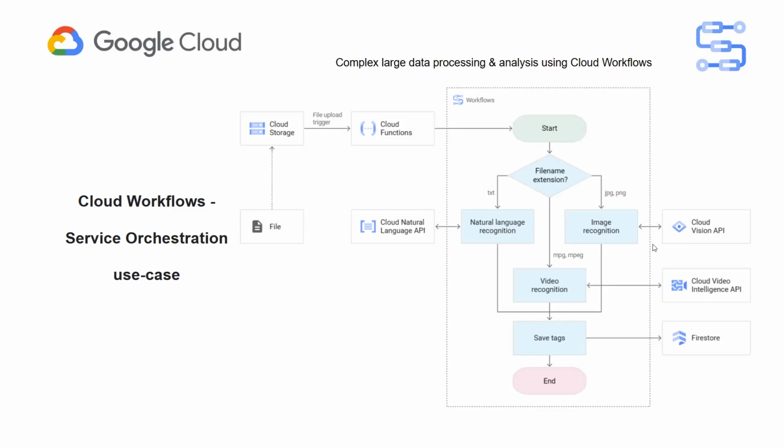Finally, if the file is a video file with a .mpg or .mpeg extension, video recognition is done through the Cloud Video Intelligence API. This enables you to automatically analyze and tag video content, including screen detection, shot changes, or object tracking.